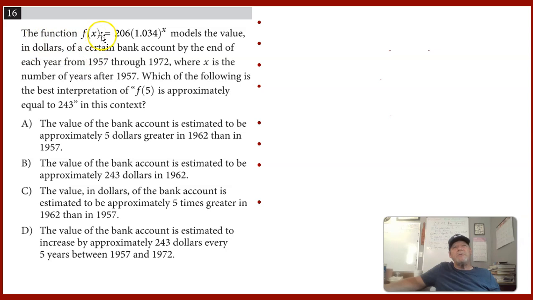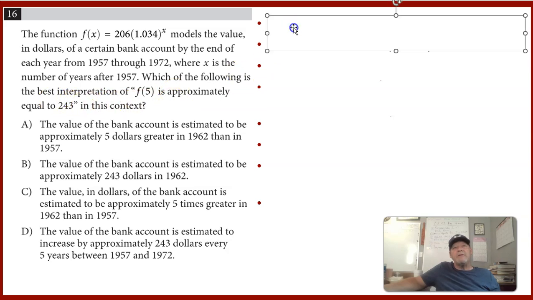The function f of x equals 206 times 1.034 to the x power models the value in dollars of a certain bank account by the end of each year from 1957 through 1972, where x is the number of years from 1957. Which of the following is the best interpretation of f of 5? It says f of 5 is approximately equal to 243 in the context.